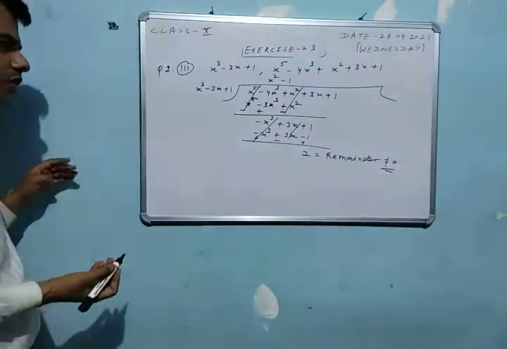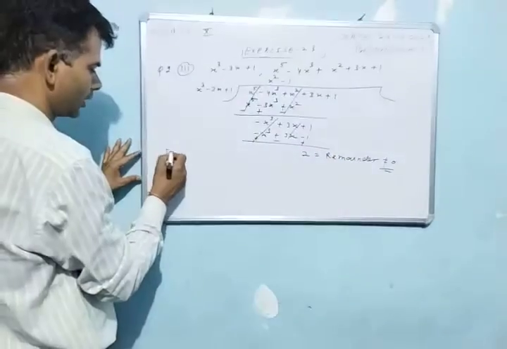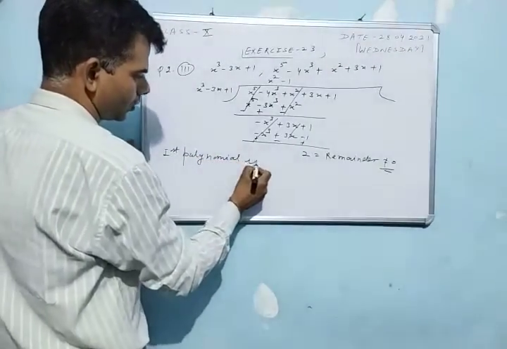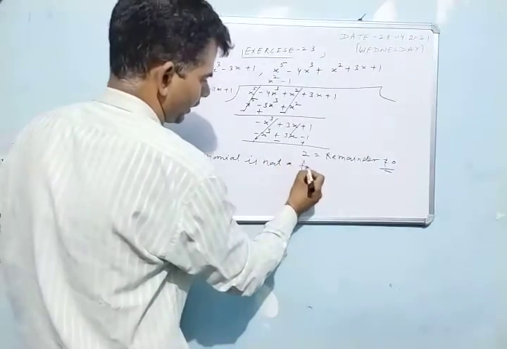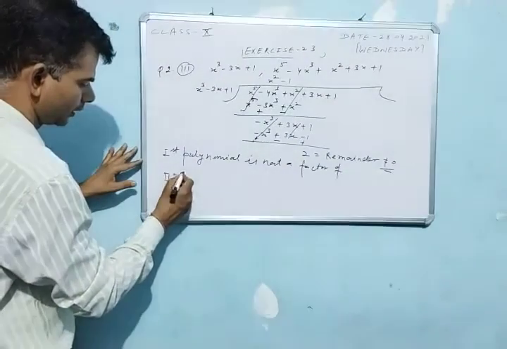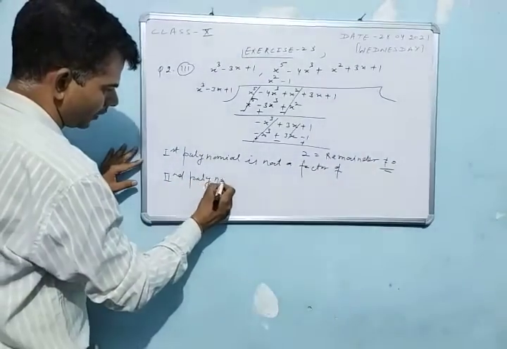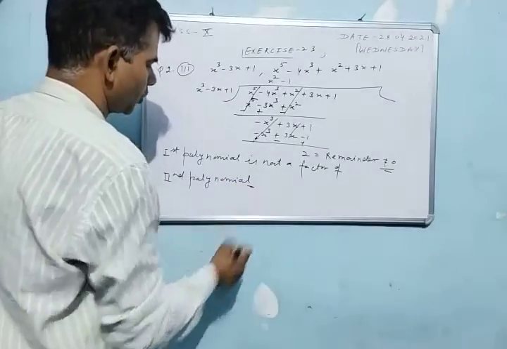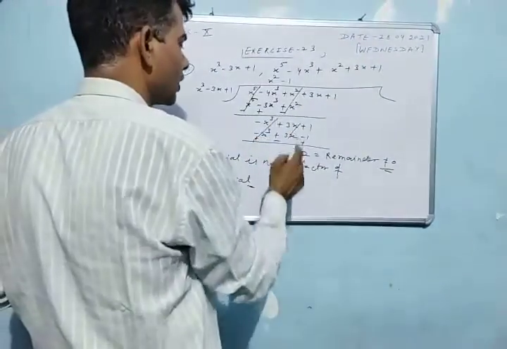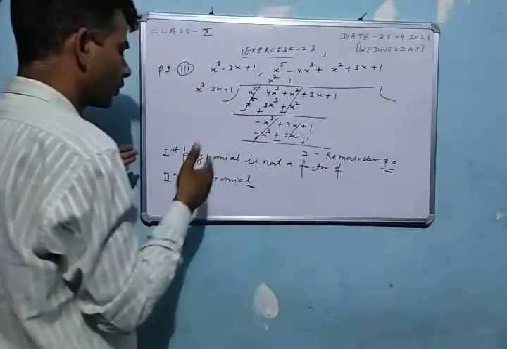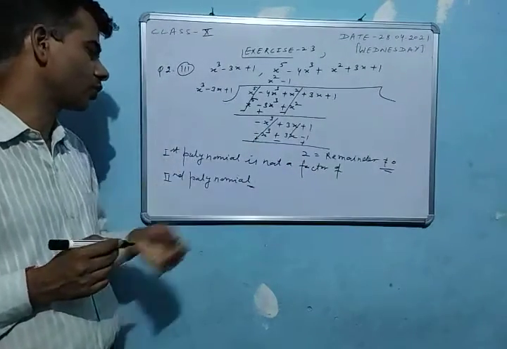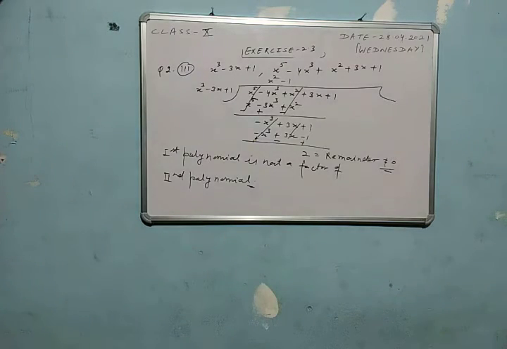If remainder is not equal to 0, now first polynomial is not a factor of second polynomial. If remainder is equal to 0, then first polynomial is a factor of second polynomial. But here the remainder is 2, so first polynomial is not a factor of second polynomial.